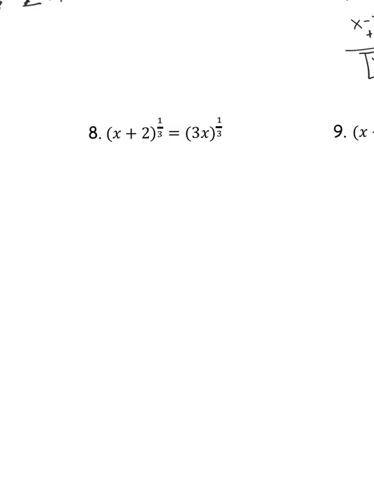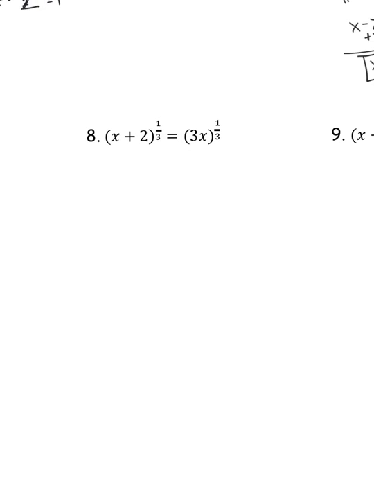So on number 8, this is a unique situation because you have the same exponent on both sides. Both of them have a 1/3 on there. So if I wanted to get rid of the 1/3, remember that 1/3 is the same thing as a cube root, so I could rewrite it like this. If I want to get rid of the cube root on both sides, I can just raise both sides to the 3rd power, and all of these are going to cancel, and you're going to get x plus 2 is equal to 3x.